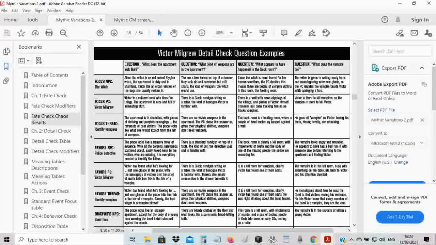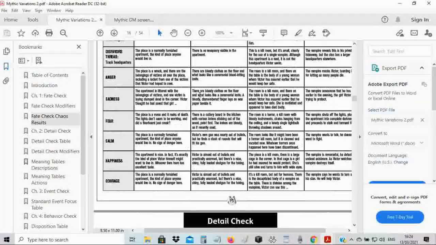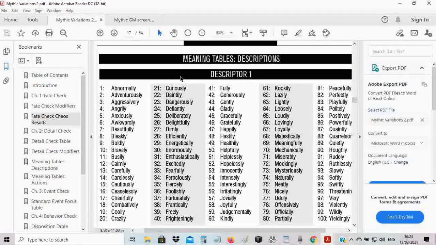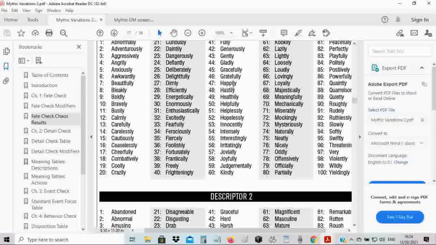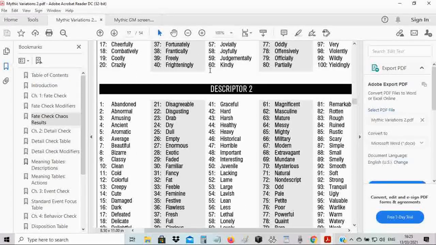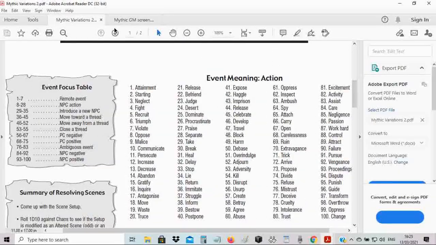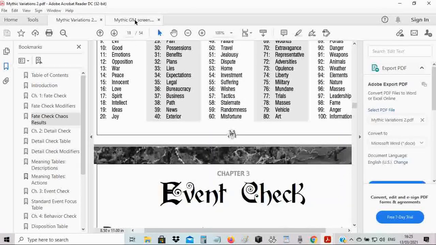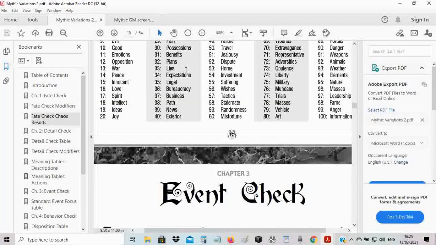Yeah, here's a bigger example, like this detective hunting vampires and witches. What's his name? Victor Milgrew. And here are more tables, just like here, although they're a little different. There's the descriptor, an adjective of sorts, and then you have actions. Actually, you don't need to use them together, but they can combine to make something more awesome.